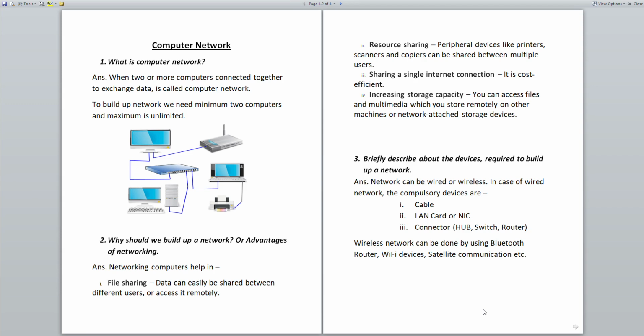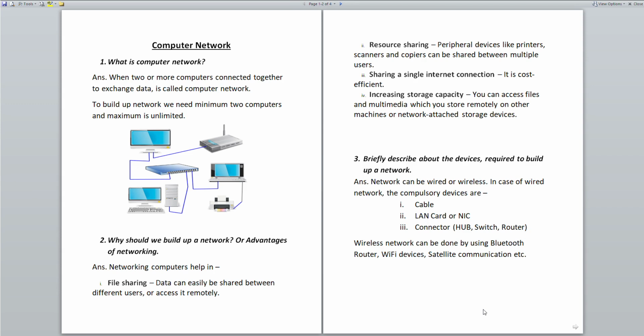The next point is resource sharing. What does resource mean here? Here, a resource means the peripheral devices, the devices which are connected with your computer. Let's say it is a printer which is connected with your computer, or a printer which is connected to a network in an office. That can be shared among the other people.